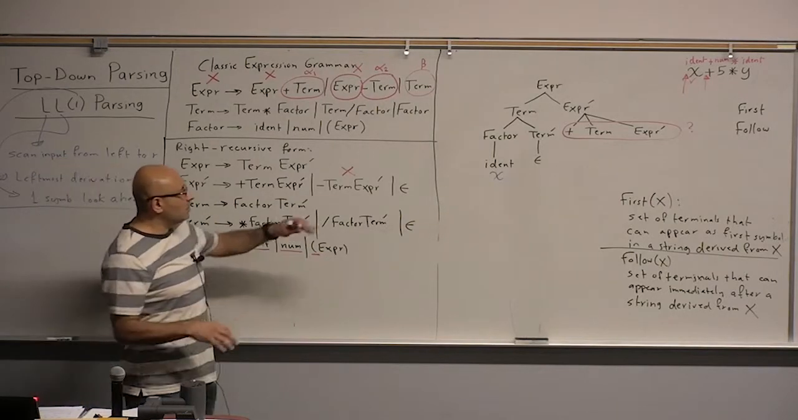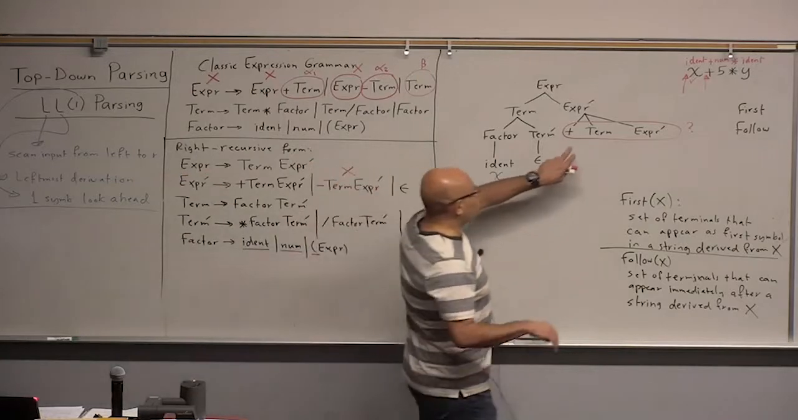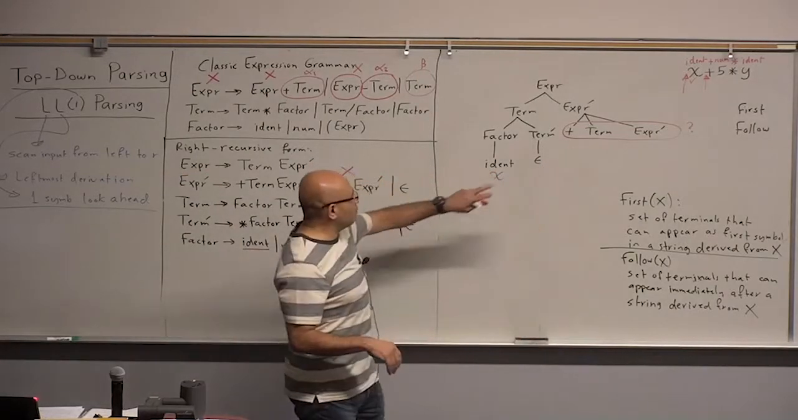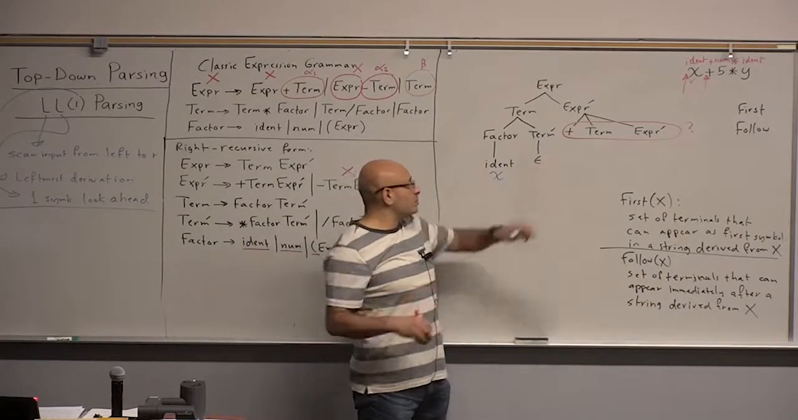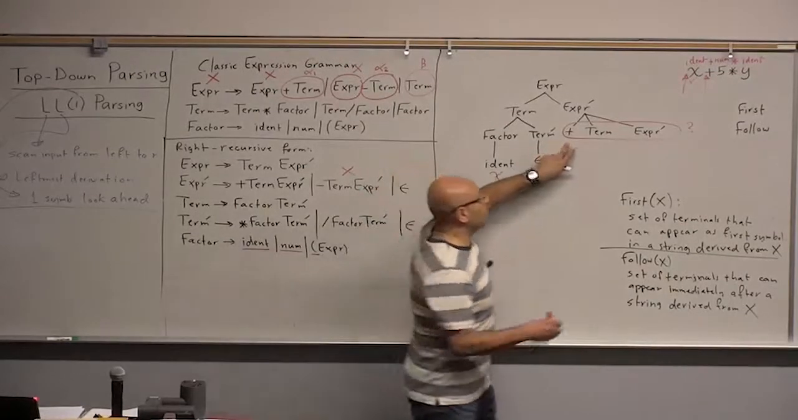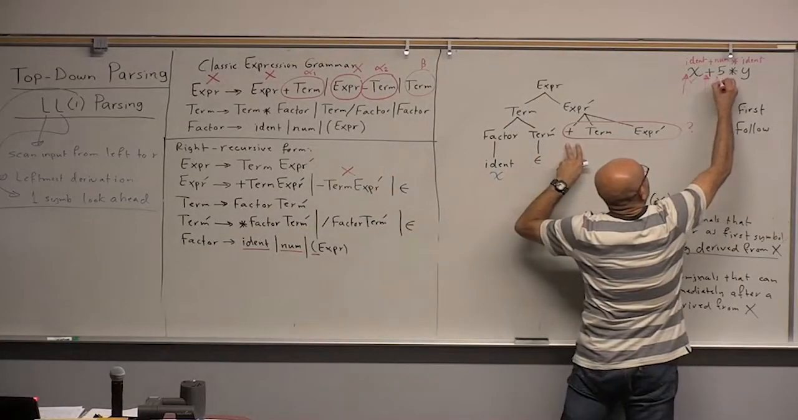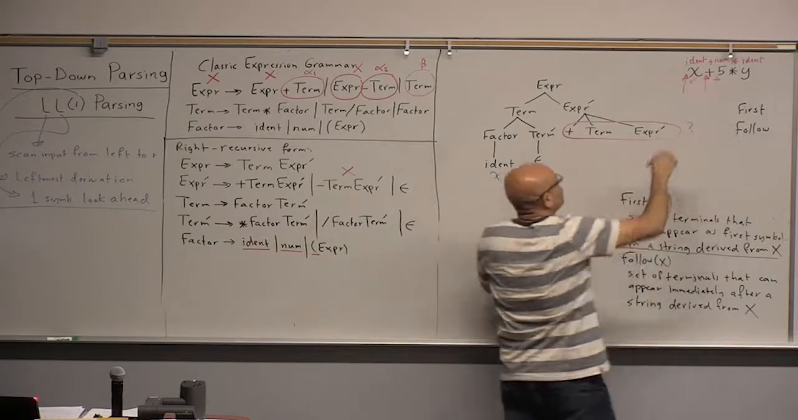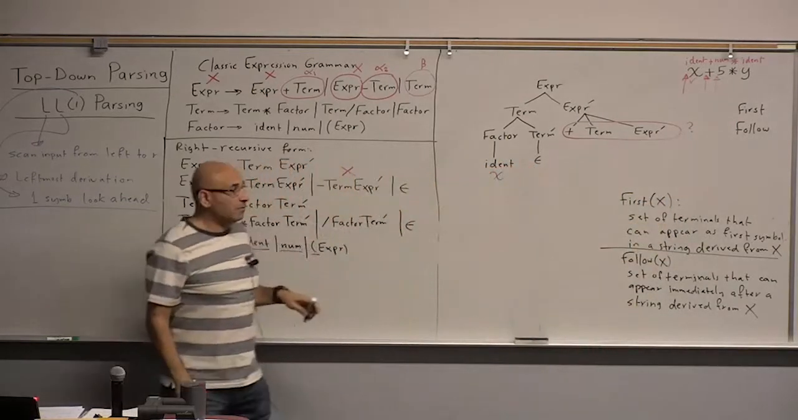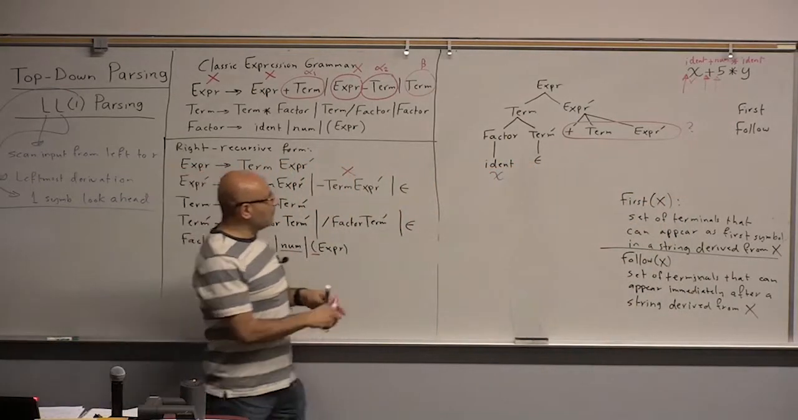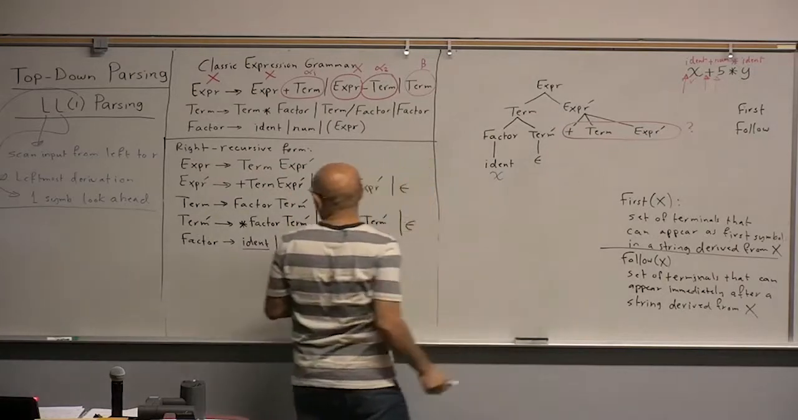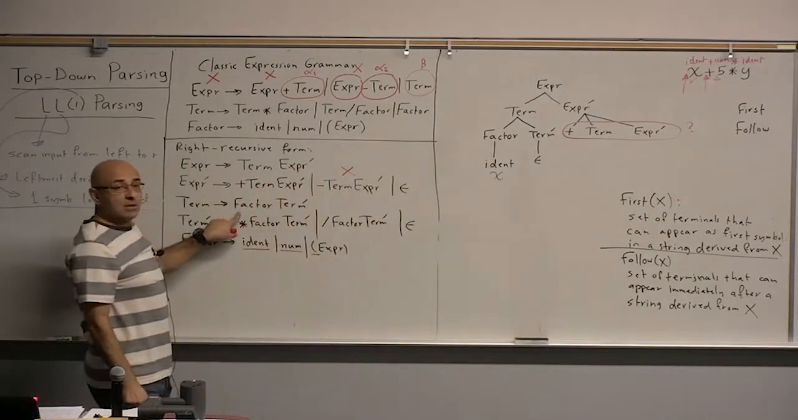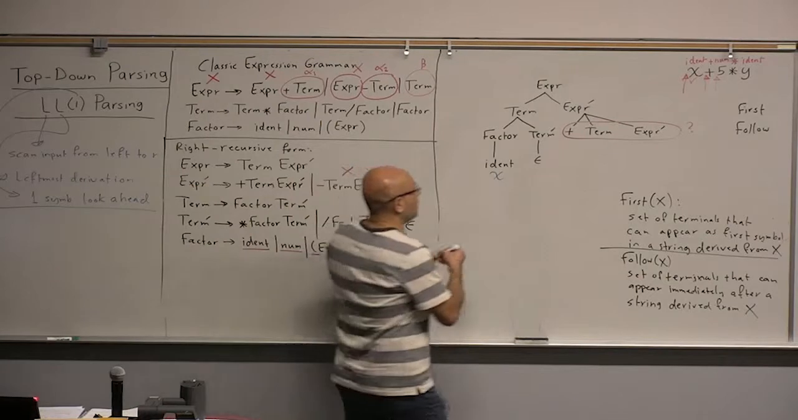So let's now continue this derivation. Now this is the right derivation. I have consumed the plus. When I consume the plus, I advance the pointer here to 5. I have consumed two symbols from the input so far. Now I'm looking for a correct substitution for term. And for term, there is only one option, which is factor term prime.